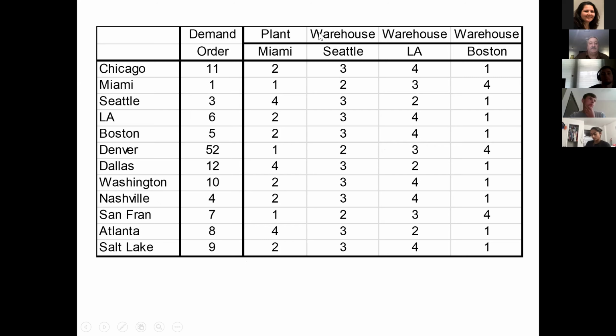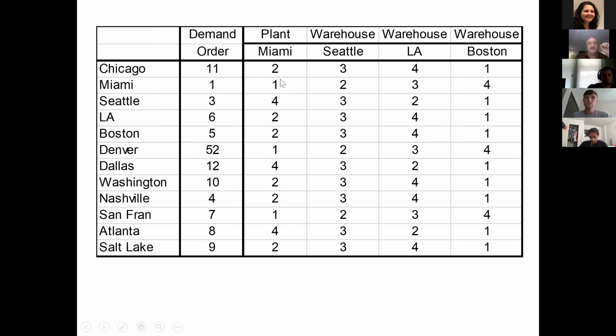In this case, we have 1 plant in Miami and warehouses in 3 other cities. The first thing you fill out is the demand order, except that 52 is wrong there. That should be a 2, not a 52. So what this means is you say, first thing I'm going to do is fulfill all my demand in Miami. Before I do anything else, I'm going to fill my Miami demand. Then it's Denver, which was supposed to be a 2 instead of a 52. After I fulfill my demand in Miami, then I go on and fulfill my demand in Denver. And then after that, I go to Seattle, right?